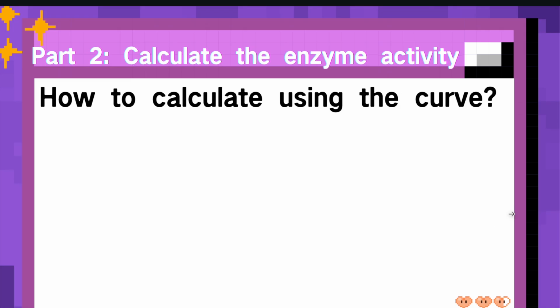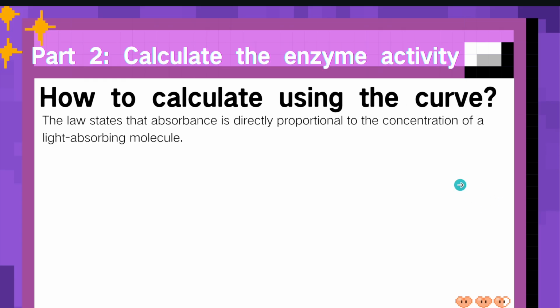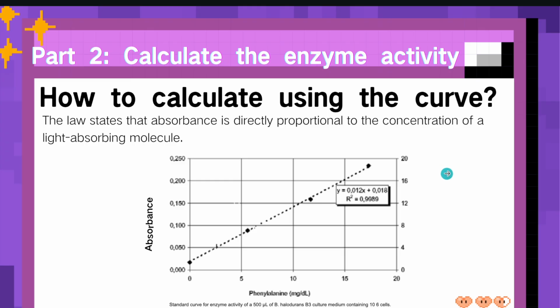Part 2. Calculate the enzyme activity. How to calculate using the curve? Just as we said before, with the Beer-Lambert law, which states that the absorbance is directly proportional to the concentration of a light-absorbing molecule, we will use the equation here to show the relationship between absorbance and concentration and calculate.